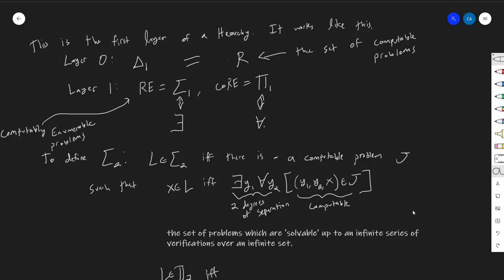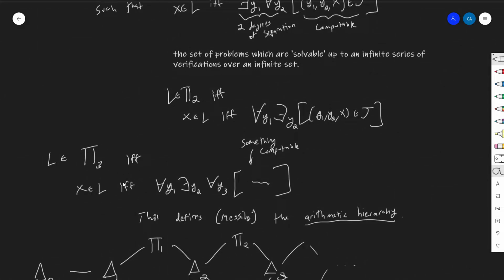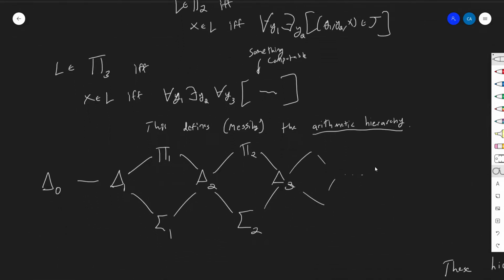So, and we could keep going, right? We said that a language was pi 3 if and only if for all you have 3 alternations. And you can see this looks very, very similar. For all y1 there exists a y2 such that for all y3 something computable. It doesn't really matter what's in here, right? We should just say something computable, and that messily defined the arithmetic hierarchy.